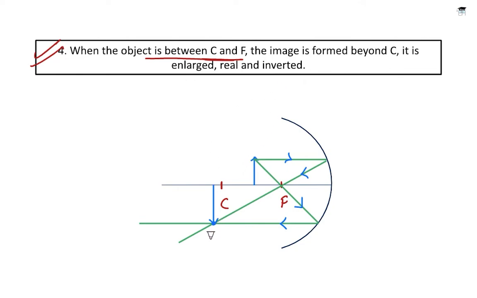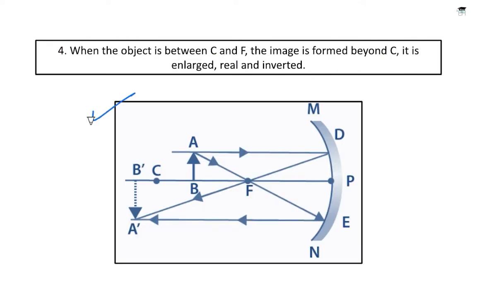Okay, so where is the image formed? It is beyond C, it is behind C, correct? It is enlarged. You can see here the size of the image is bigger as compared to the size of the object. And it is real and inverted because it is formed in front of the mirror. So it's so easy. You just have to follow three steps and you can form the image.